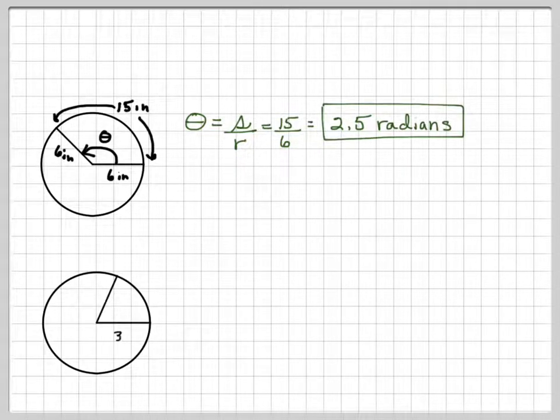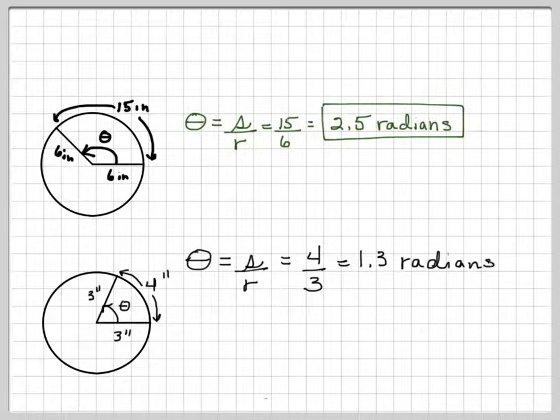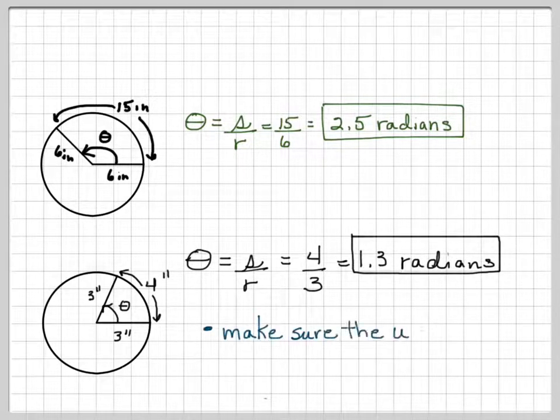Let's do another one. Now I have a circle whose radius is 3 and whose intercepted arc is 4, and I want to find out what theta is here. So once again, I have my theta equals the intercepted arc over r, which would be 4 over 3, which is 1.3 radians. And notice that I do use the word radians with it.